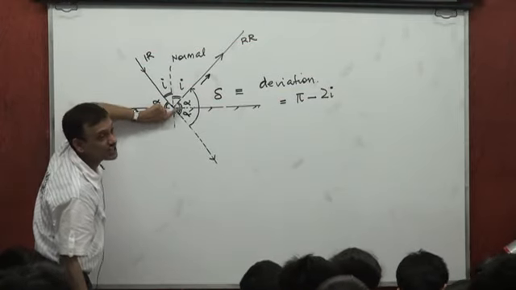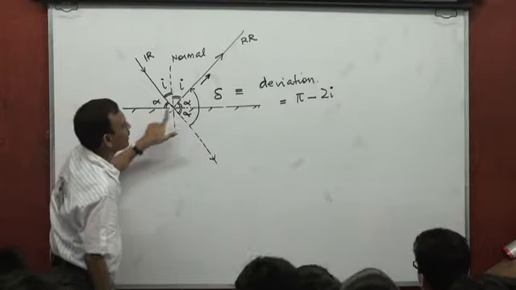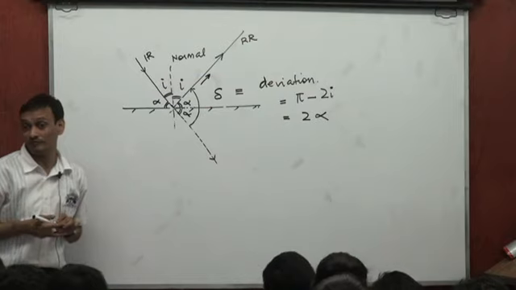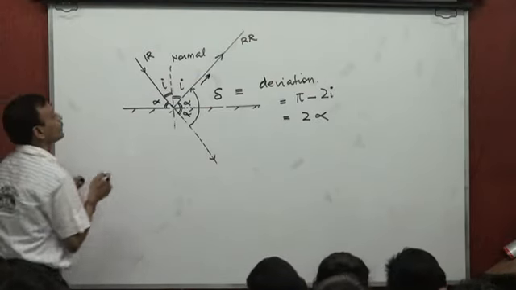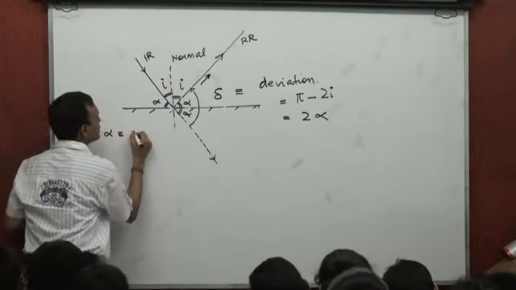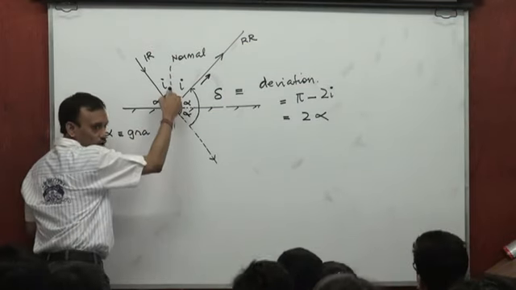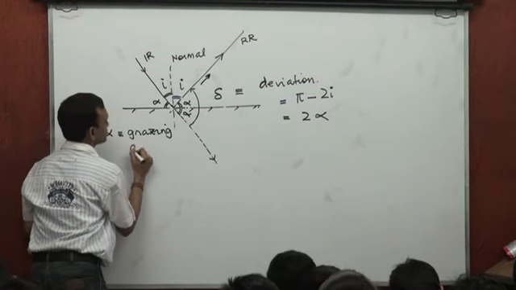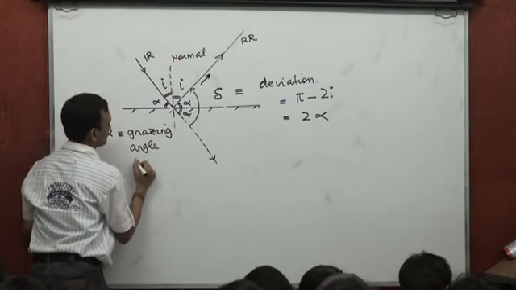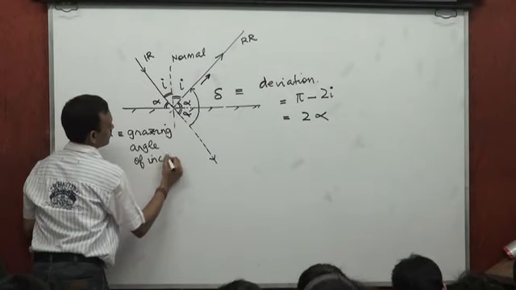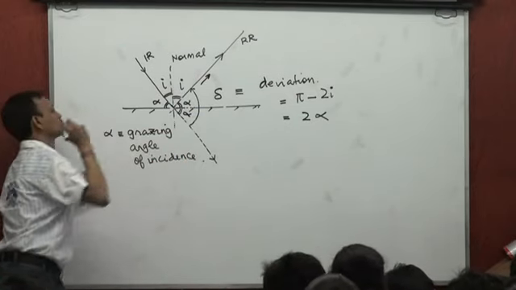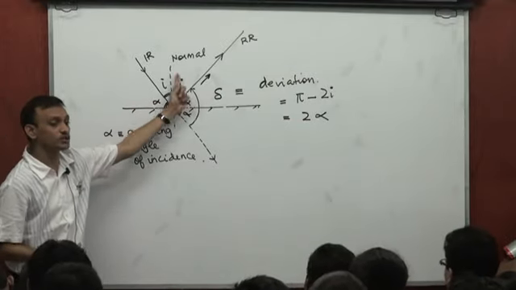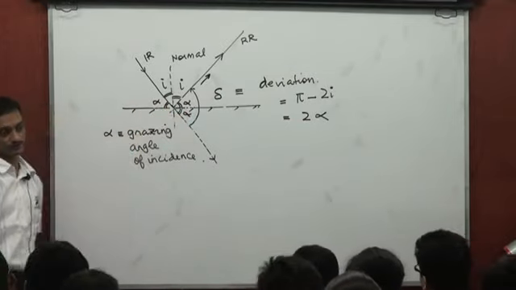In terms of alpha, the deviation is 2 alpha, where alpha is said to be the grazing angle of incidence, while i is the angle of incidence. So, if you have alpha, the grazing angle, then the deviation produced is going to be 2 alpha.